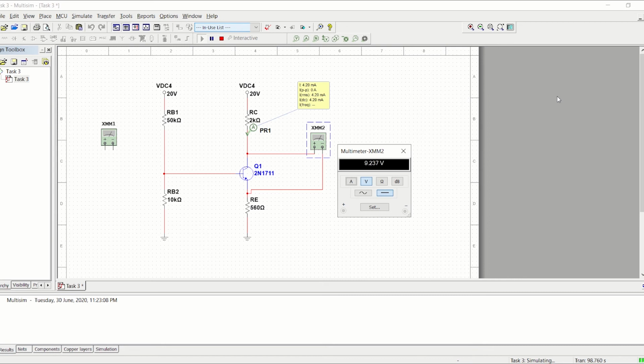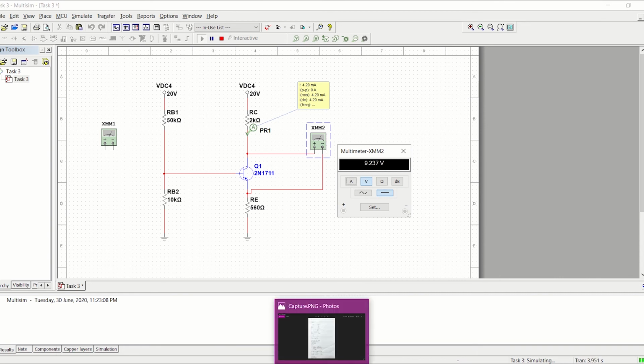Next, I have to find the IC and VCE. To find the IC and VCE, I've made up the circuit. So I'll stop and run back the simulation. Once I run, I will get the value here. For the IC, I get 4.2 milliampere, and for VCE, I get 9.237 volt. So for this Multisim, I get this. When we compare with the mathematical approach, there is a difference.